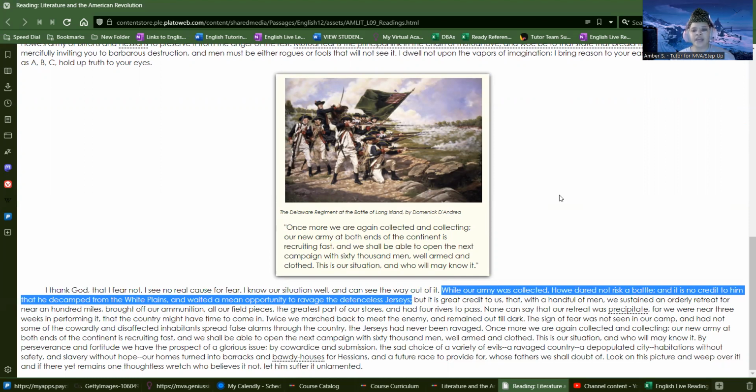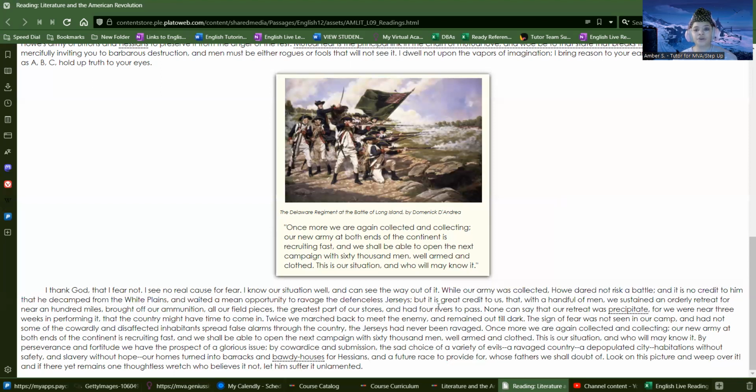So he's saying that yes, maybe Howe was able to take over the Jerseys, but they were defenseless. There wasn't an army there. And the fact that Howe didn't fight our army while we were together and went to a place that didn't have any defenses to take over shows not that he's great, but that we're great.